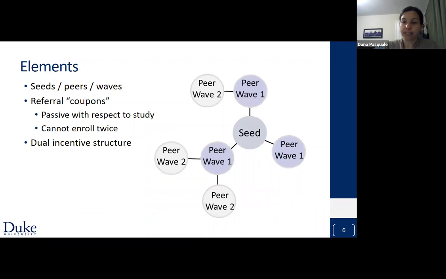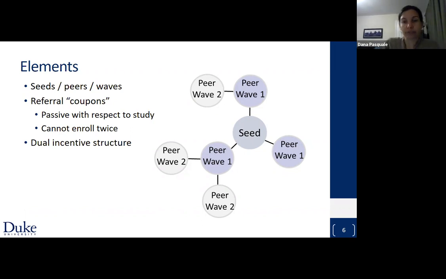So starting with a seed case who's in the population of interest, seeds recruit their peers for participation. And this is generally done through passing recruitment coupons to their social contacts. The peers can then choose to consent to participate. Peers who consent are then given their own coupons to solicit their contacts. And each step outward from the seed is called a wave or a generation.